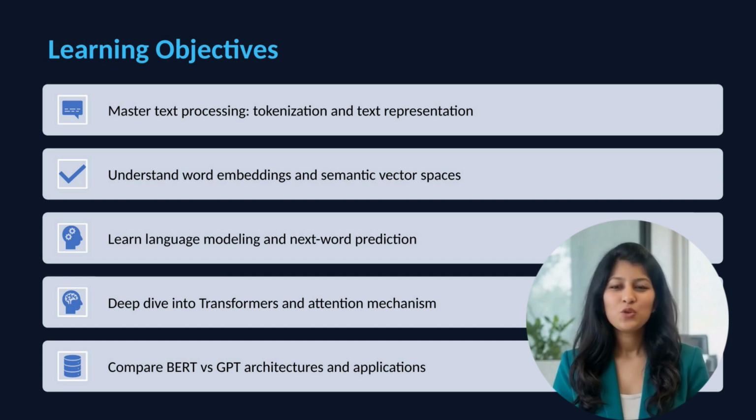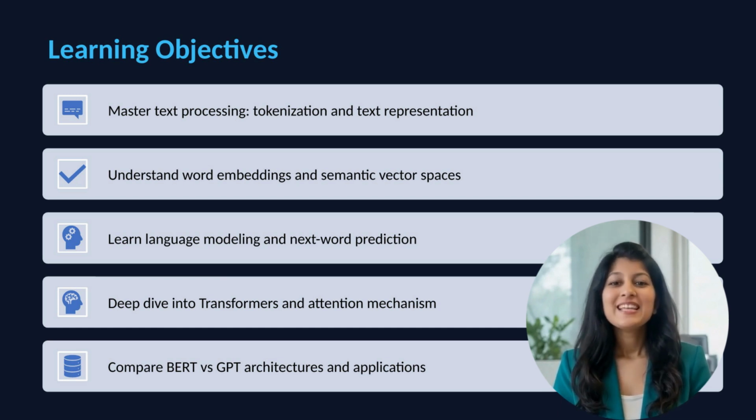Second, we'll explore word embeddings in depth. Words with similar meanings should have similar vector representations. We'll see how embeddings capture semantic relationships. King minus man plus woman approximately equals queen. This isn't magic, it's learned patterns from massive text data.